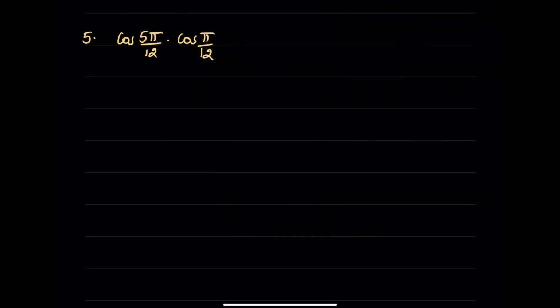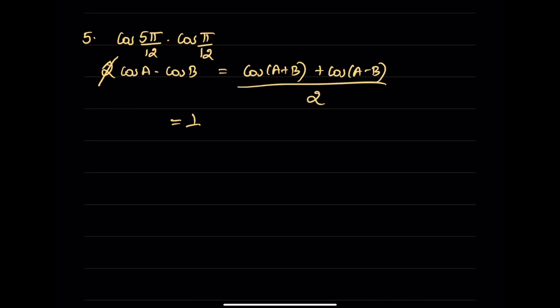Now let's try the last one. Here the fifth one is of the format cos A cos B. We know that 2 times cos A cos B is equal to cos of A plus B plus cos of A minus B. So just to get the format of cos A cos B, let's divide both sides by 2. So this would be 1 by 2 multiplied by cos of A plus B, which is 5 pi by 12 plus pi by 12, plus cos of A minus B, which is 5 pi by 12 minus pi by 12.